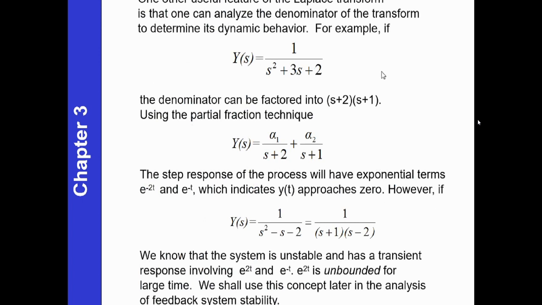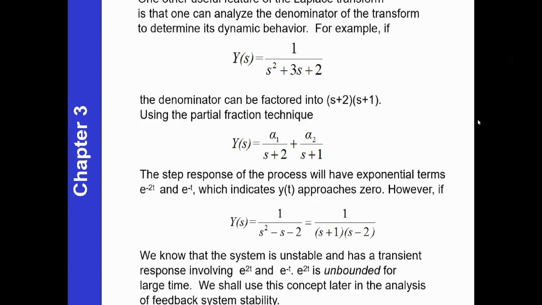And one other useful feature of the Laplace transform is that one can analyze the denominator of the transform to determine its dynamic behavior. For example, for Y(s) equal to 1 over s squared plus 3s plus 2, the denominator can be factored into (s+2)(s+1). Using the partial fraction technique, Y(s) equals alpha 1 over s+2 plus alpha 2 over s+1. The step response of the process will have exponential terms of e^(-2t) and e^(-t).